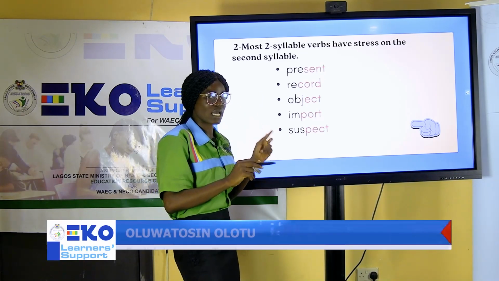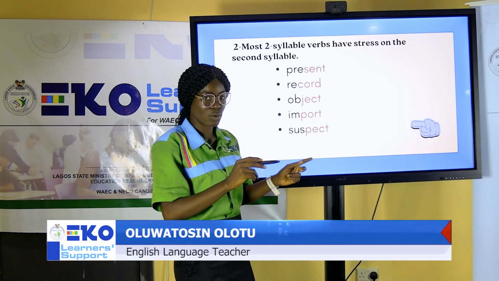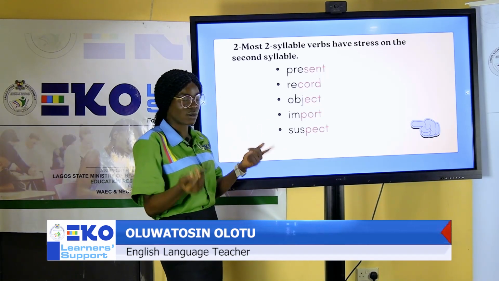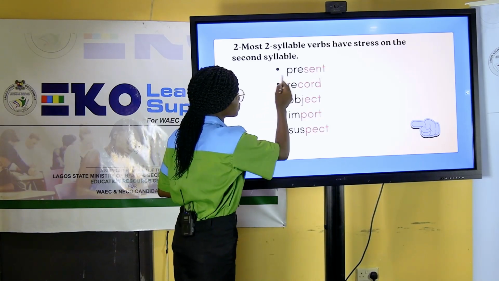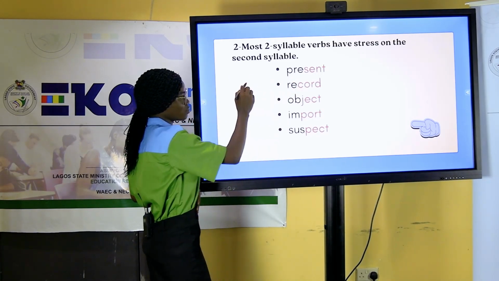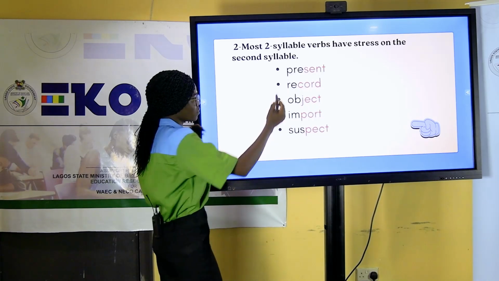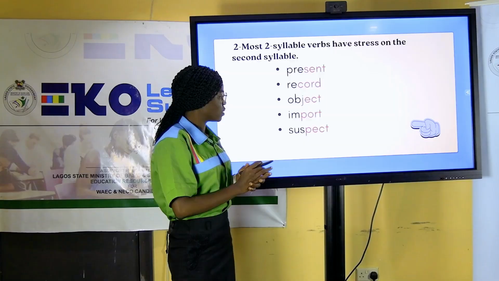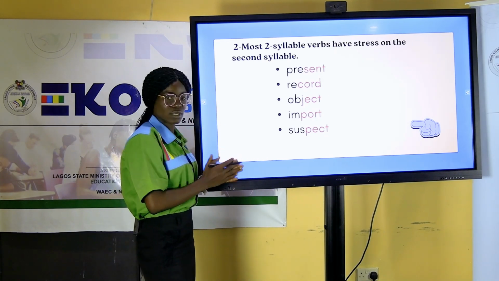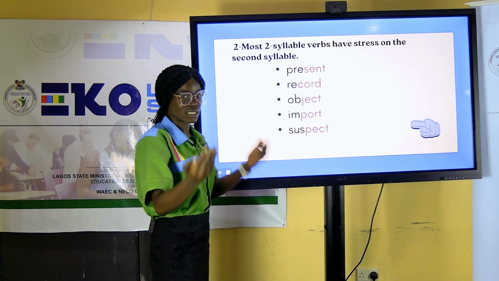But when we were dealing with nouns, they were stressed on the first syllable. But if it is a verb, we have to stress it on the second syllable. So let's look at it now. Take note that the stress should be on the second syllable if it is a verb. So it becomes preSENT, reCORD, obJECT, imPORT, susPECT. All these are examples of verbs with two syllable words, and they are stressed on the second syllable.